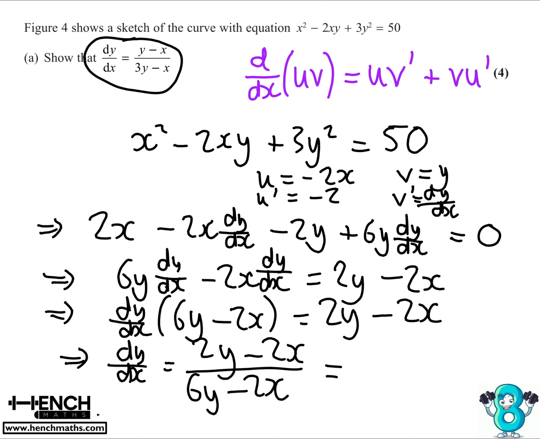Now we've got fractions with a common factor of 2, so I can divide everything by 2, and we get y subtract x, all divided by 3y subtract x. If we double check, that is what we wanted. So happy days, we have completed part A.